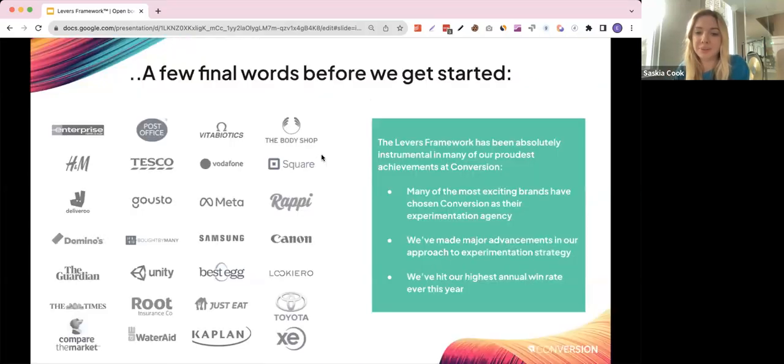A few final words before we get started. Before we dig in, I just wanted to talk to you about how the Lever framework's been so important in terms of many of our proudest achievements at Conversion. For example, many of the most exciting brands have chosen Conversion as their experimentation agency. Some of the logos of those clients are on the left, and there's many more as well. We've been incredibly lucky to go on those journeys with those clients, and a lot of that is down to the Lever framework. It's one of the most critical things that sets us apart.